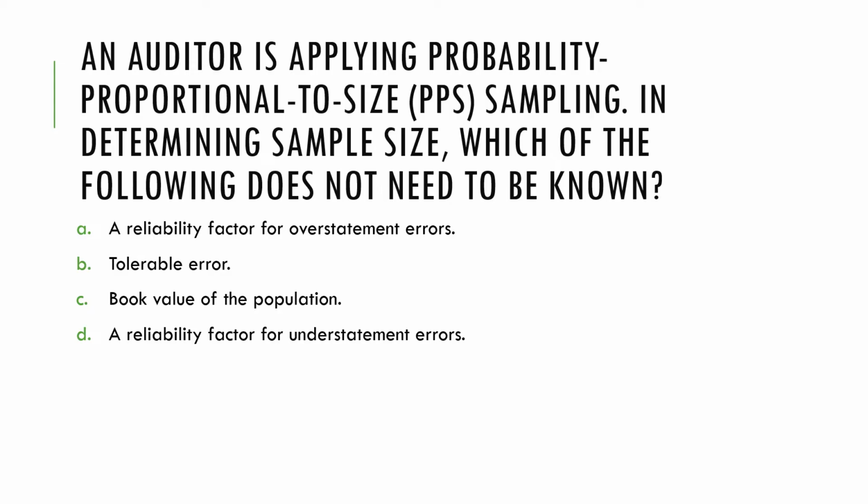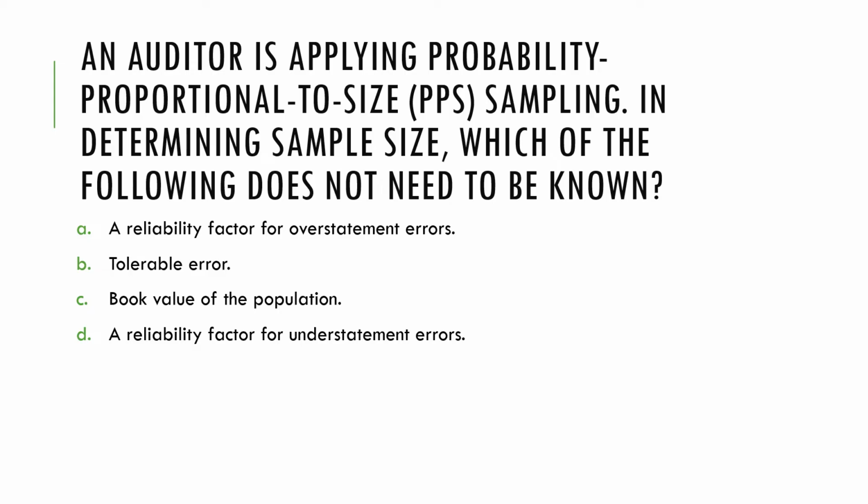Tolerable error, or tolerable misstatement, is also considered, as we know this will have an effect on your sample size. The book value of the population is also needed in the performance of probability proportional to size, as the basis for selecting the item is essentially the balance of the items. So we do need the book value.